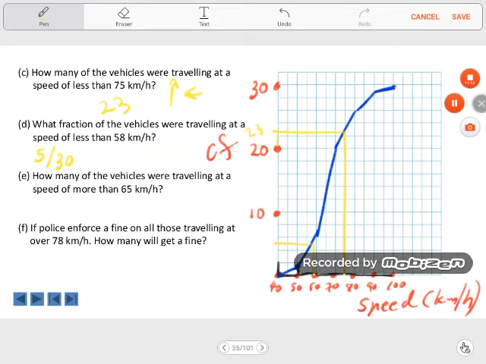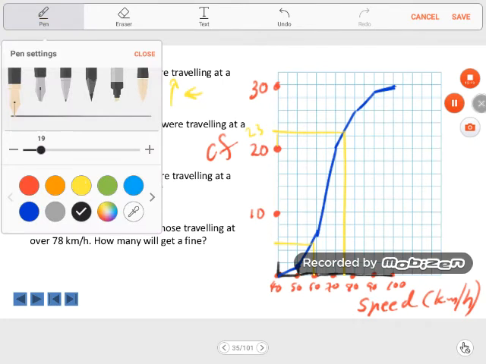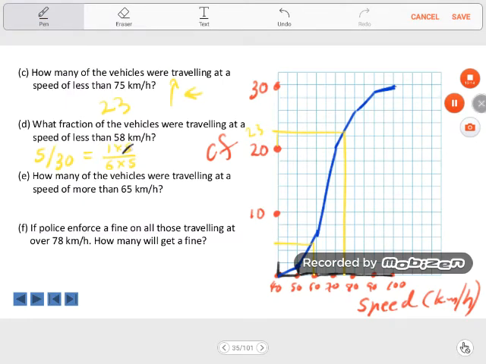You can pause the video now and give that a go. Okay, I'm going to have a go at it now. 5 over 30 is the same as 1 by 5 over 6 by 5. So those 5s will cancel out. 5 over 30 is the same as 1/6. So 1/6 of the vehicles were travelling at a speed of less than 58 kilometres per hour.